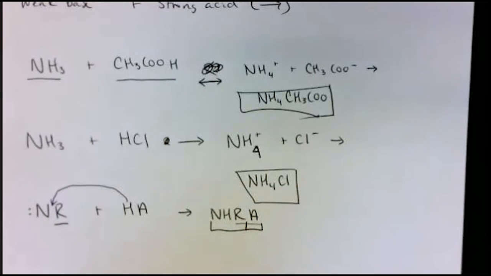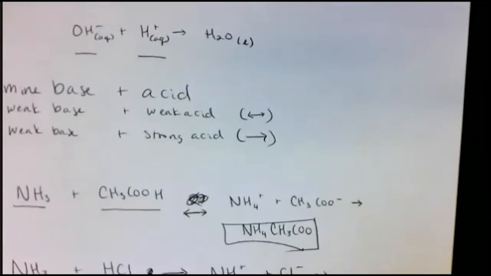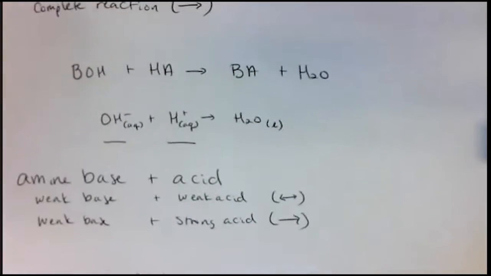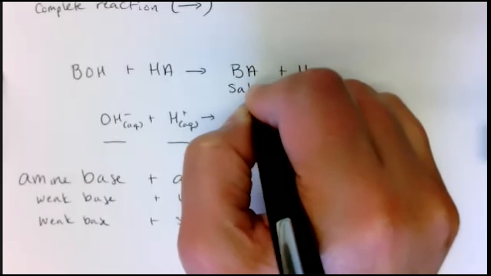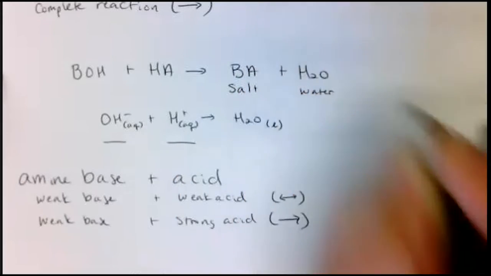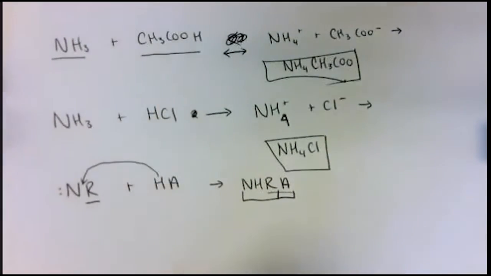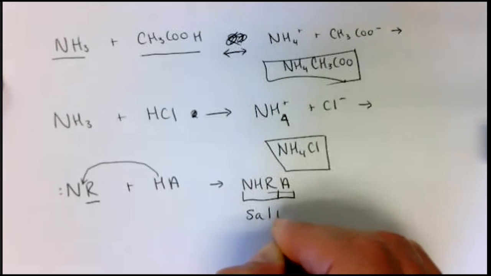While with hydroxide bases, when you react them, they produce a salt and water. With amine bases, you're going to produce just a salt during their reactions. So hydroxide produces salt and water. With amine bases, you just produce a salt.